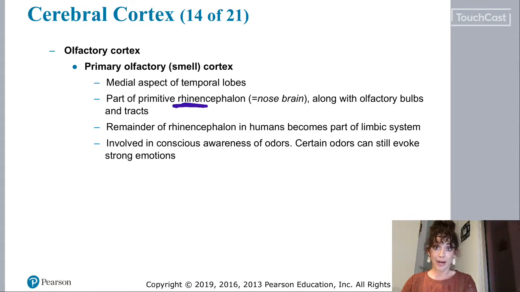So that is how your brain is able to interpret information coming from our olfactory bulbs and tracts, or how we interpret smell. So whatever is left over from this. Mostly in us right now, it's just the ability to smell things, but the remainder of the rhinencephalon is part of our limbic system, the limbic system controlling our emotions. So it explains how we have conscious awareness of odors, or how a certain odor can still evoke strong emotions.